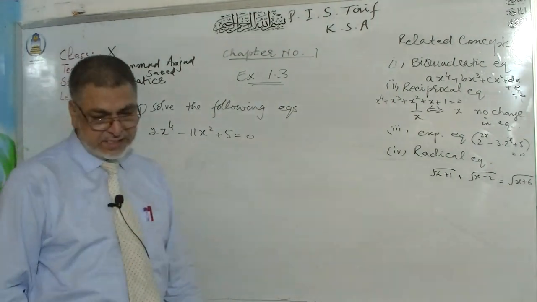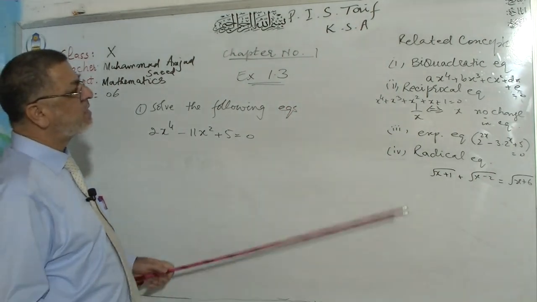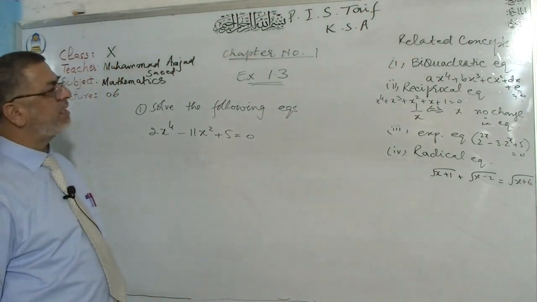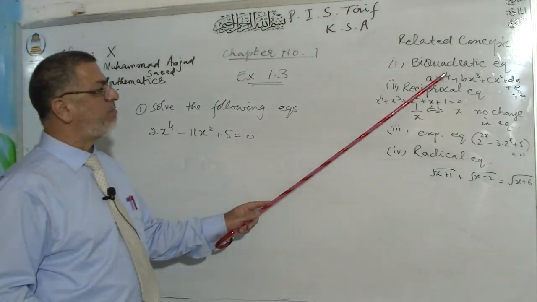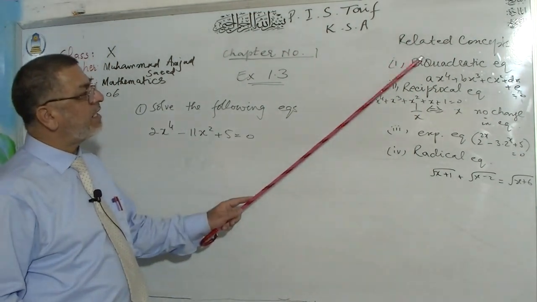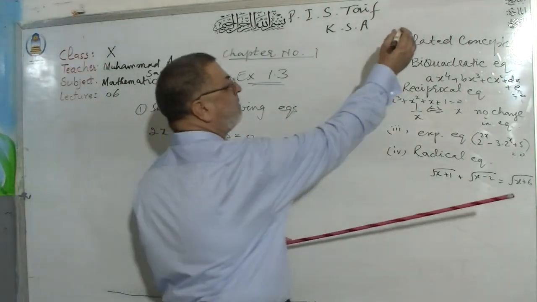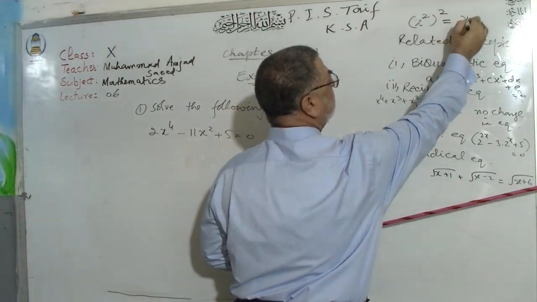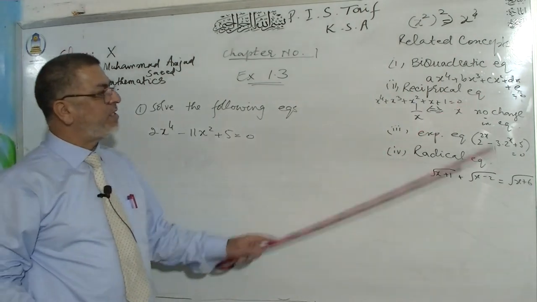Before we start our next exercise, I'm going to tell you about different concepts. First of all, this is known as biquadratic equation. What is meant by biquadratic equation? Actually, if the power of the x variable is maximum 2, then this is known as quadratic equation. Biquadratic equation means double of power 2. So double of power 2 can be written as x square whole square. That is known as biquadratic equation. It will be x4.